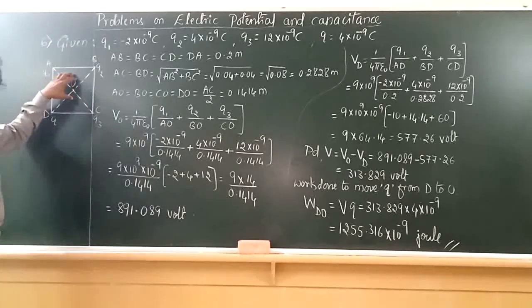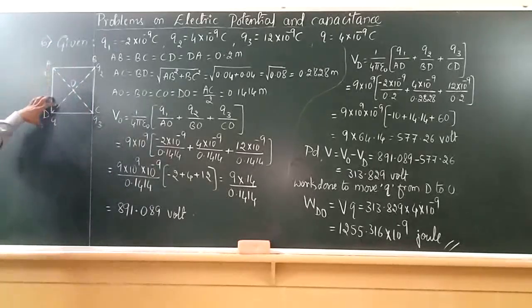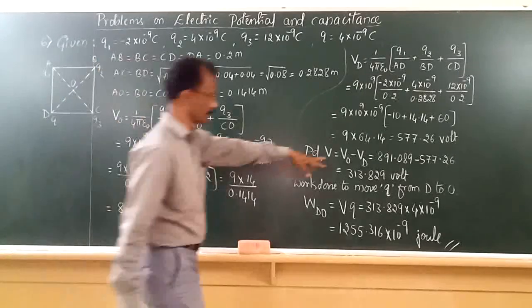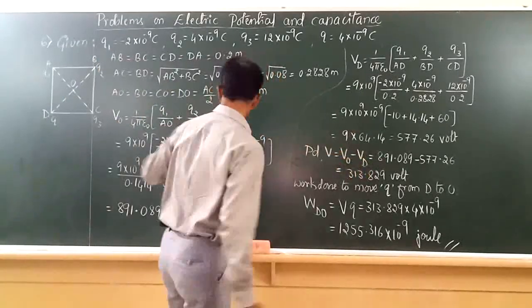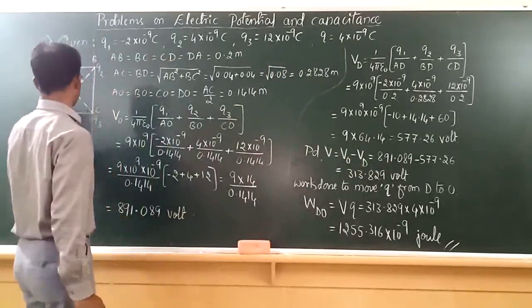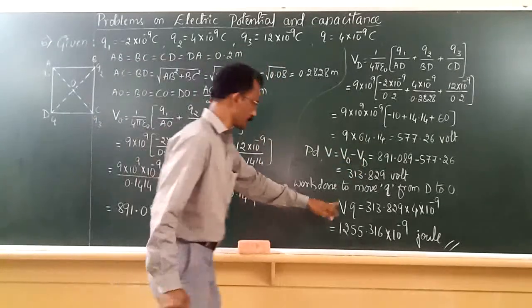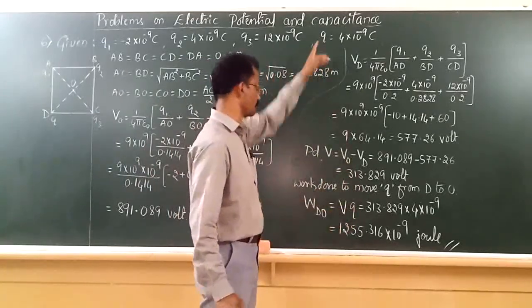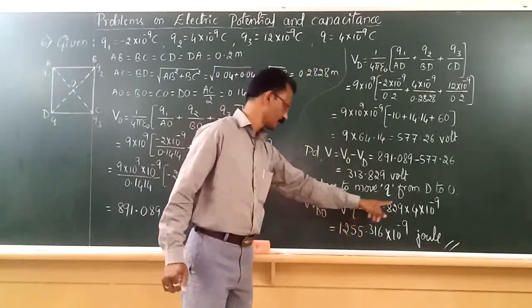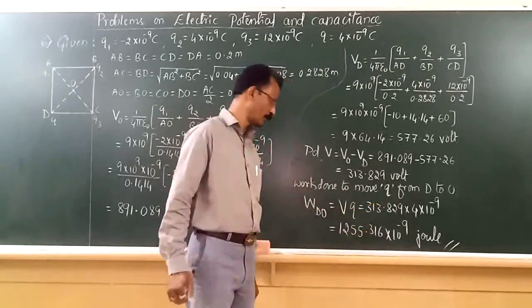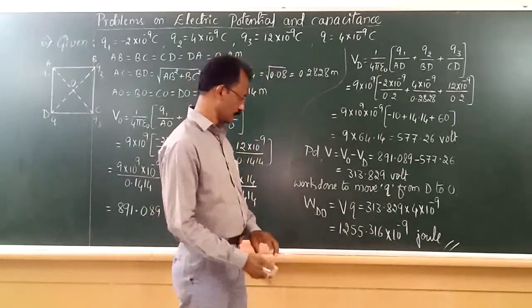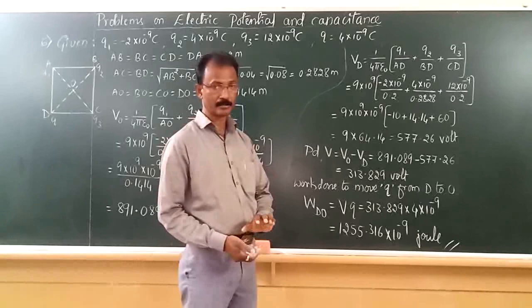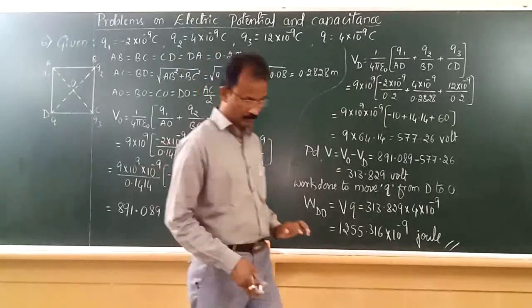First find out the potential at O, then the potential at D, then find out the potential difference VO minus VD. Then the work done to move this charge Q from D to O is the potential difference into the charge to be moved. So the work done is 1255.316 into 10 raised to minus 9 joule.